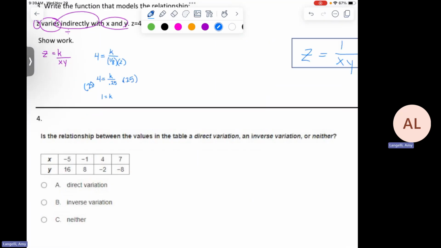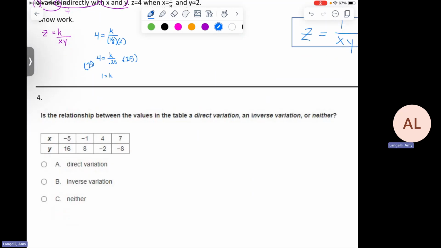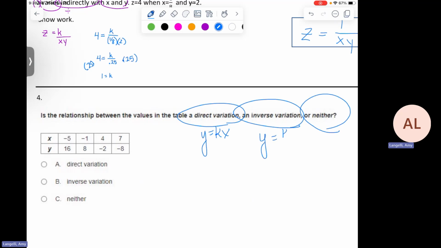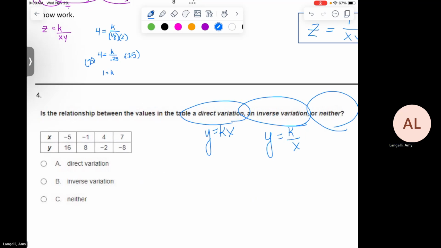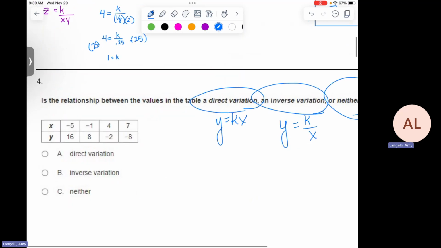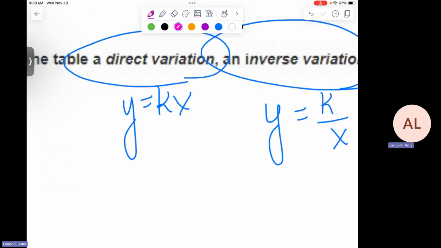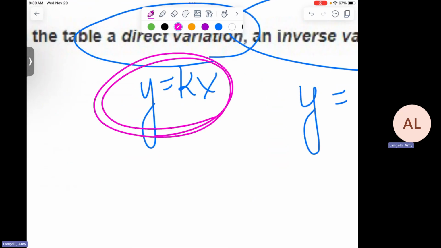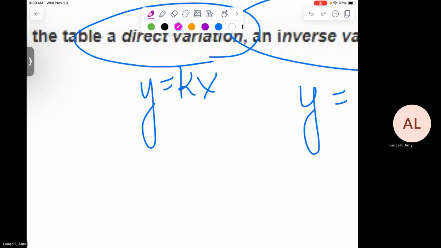All right. Is this table direct, which is y equals kx, or inverse, or neither? Inverse would be y equals k over x. Do you guys remember the test? In this equation right here that I have in this pink circle, how would you get k by itself? You would divide by x.